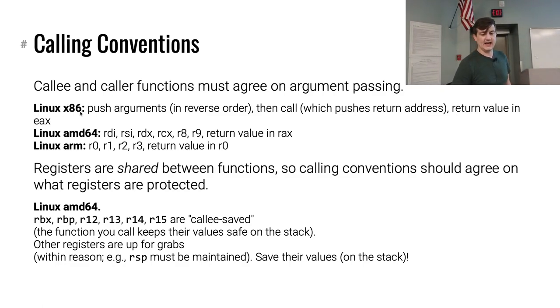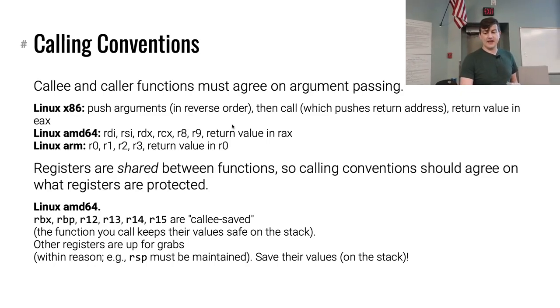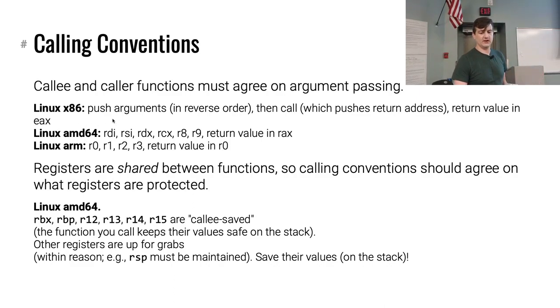It's right here. x86, so this is 32-bit Linux: push arguments onto the stack, then call, then the return value is in EAX, whereas on x86-64, which is AMD64, the arguments are passed in registers. The first argument is RDI, then RSI, RDX, RCX, R8, R9, and then the return value in RAX.